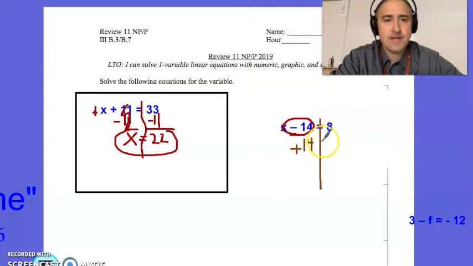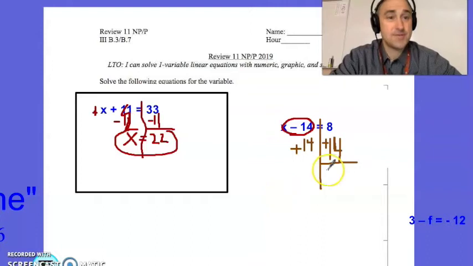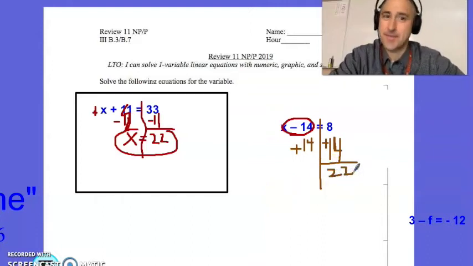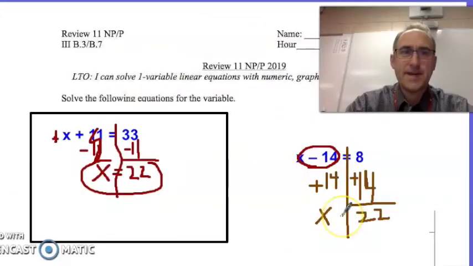Divide this in half. Add 14 to this side. That's a sloppy 14. Sorry about that. What's 8 plus 14? Oh, what do you know? 22 again. Crazy. I just made up those numbers. Bring down the x. Again, x equals 22. 22 minus 14 gives us 8.